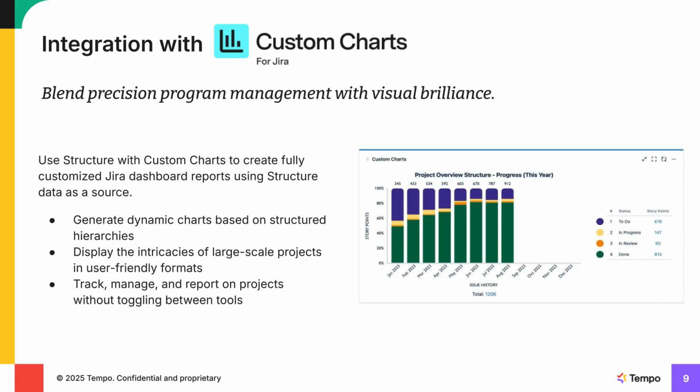Lastly, we have Structure and custom charts for Jira. Using these solutions together, teams can generate dynamic charts based on hierarchies from Structure. Merging the robustness of Structure's project tracking with the adaptability of custom charts creates a unified platform where teams can track, manage, and report on projects without toggling between tools. Everything is achievable in one cohesive environment.